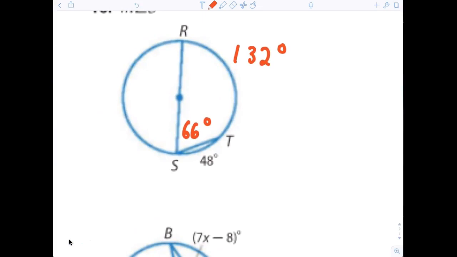Because that's twice as much. So if this is 48 degrees, from here to here is 180. So 180 minus 48, and then divide by 2.